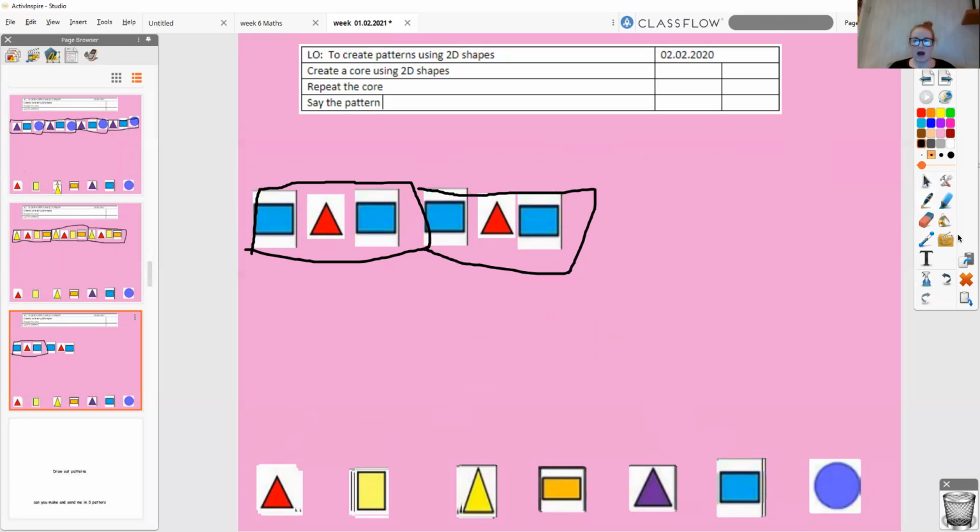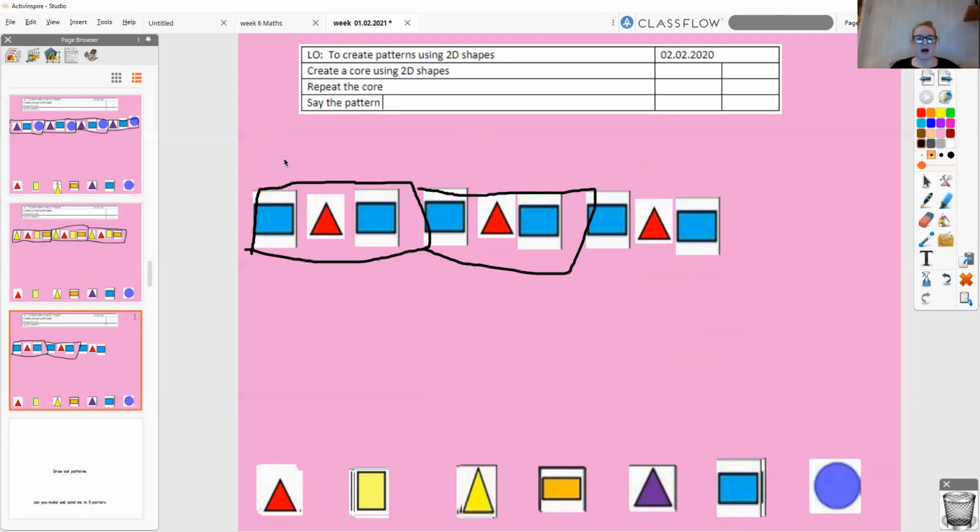So after my blue square, am I going to put a red triangle? Because a red triangle comes after this blue square. So does that mean a red triangle comes after this blue square? Well, no, because that is the end of my core, and now I need to repeat it. So at the beginning of my core, there is a blue square. So to start a new section, it's a blue square, and then a red triangle, and then a blue square again. Let's say our whole pattern together.